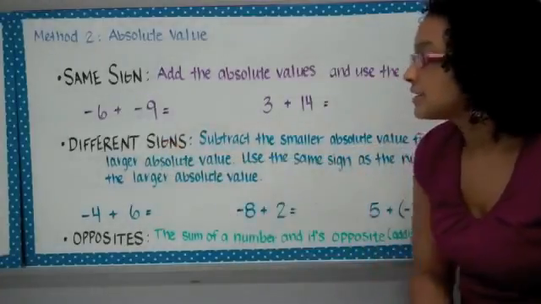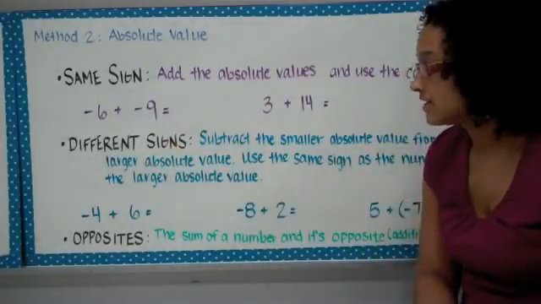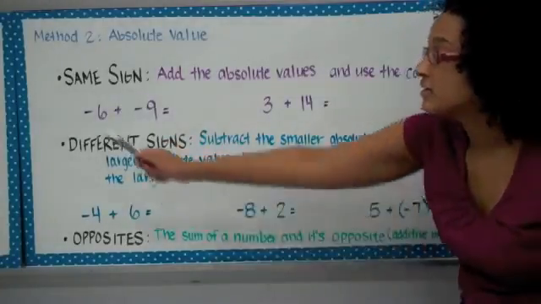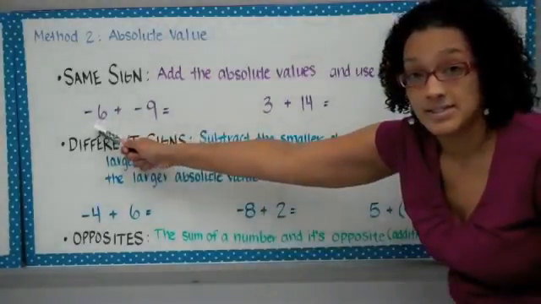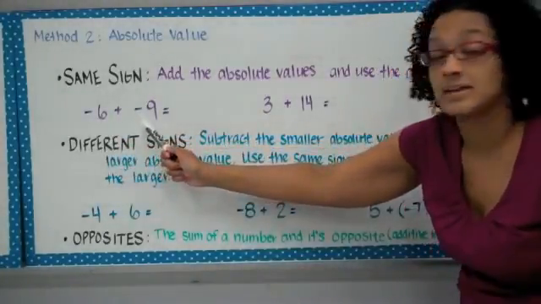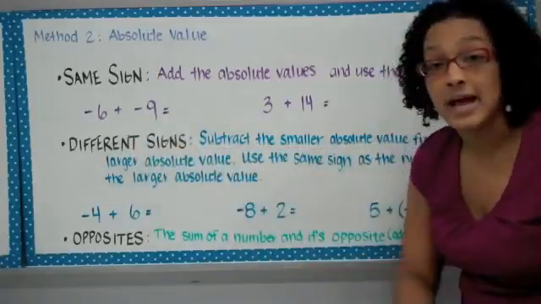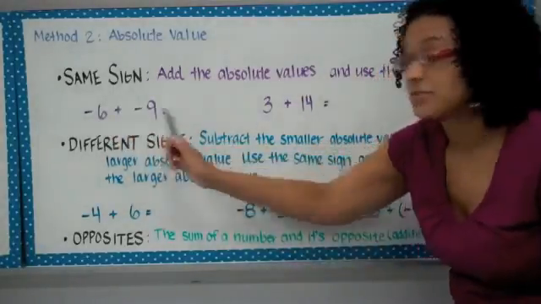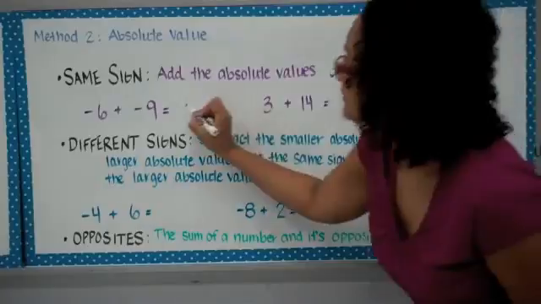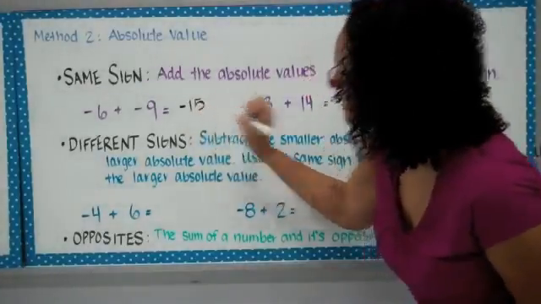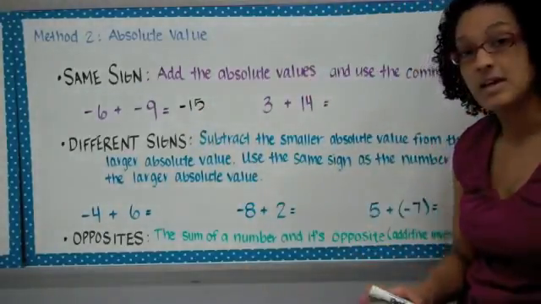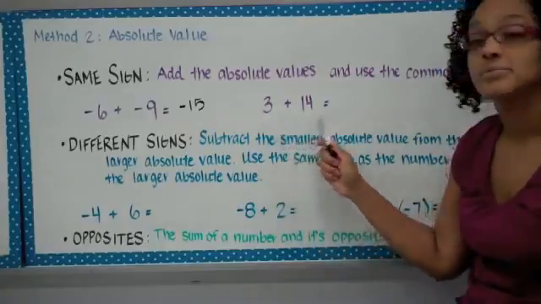For example, negative 6 plus negative 9. Let's add the absolute values together. The absolute value of negative 6 is 6. The absolute value of negative 9 is 9. 6 plus 9 is 15. Since they're both negative, our answer is going to be negative 15.